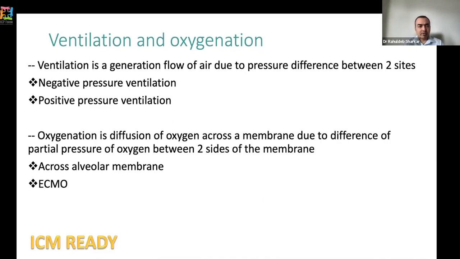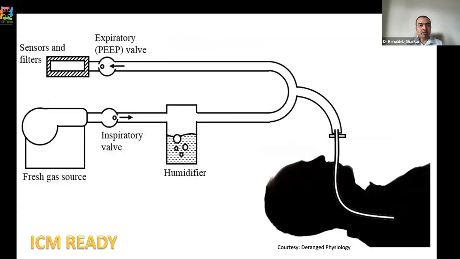Ventilation is movement of air in and out of the lungs, which is either through negative pressure, which is obsolete now, or positive pressure ventilation. Oxygenation is purely diffusion of oxygen across a membrane into the blood. This concept obviously has to be very clear, and we know that oxygenation is possible without a ventilator at all, through ECMO. I'll come back to that later on.